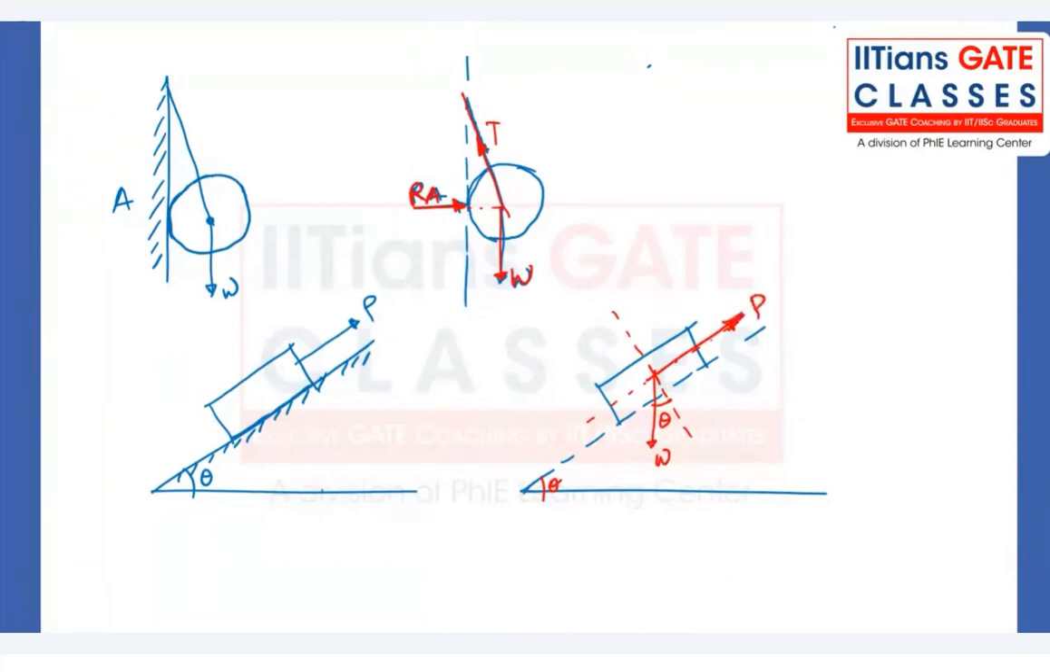Are you following? And we have one vertical reaction as well. This reaction is coming from this surface A. Let's call it RA. So we have weight of the block W, force P, and the reaction.